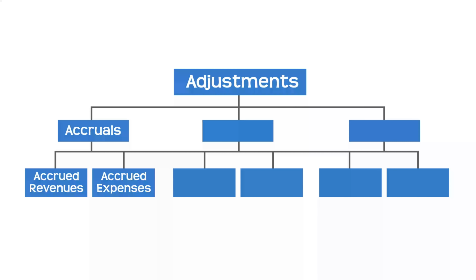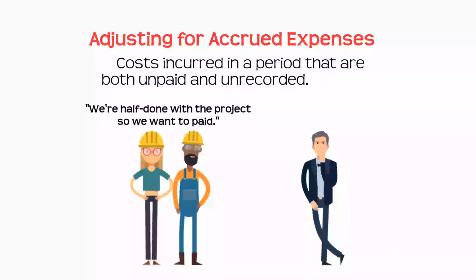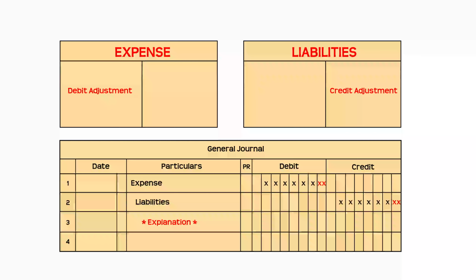Continuing from the previous discussions, let us talk about accrued expenses. Accrued expenses are costs that are already incurred in an accounting period, but are unrecorded and unpaid, meaning expenses should be recognized, but there are no actual cash disbursements yet. Adjusting entries that involve accrued expenses increase the expense accounts and the liabilities account.